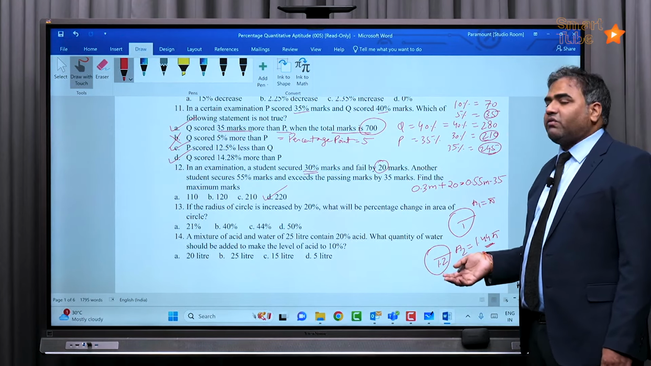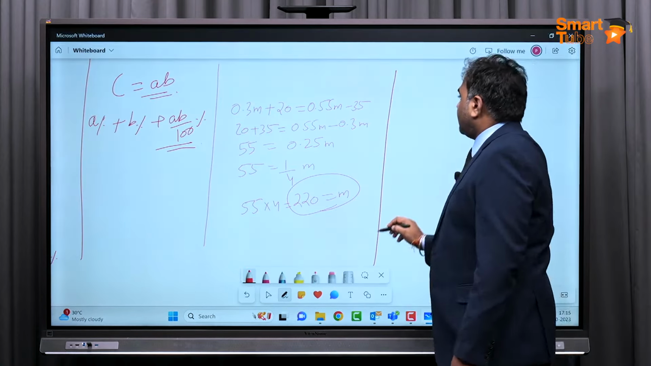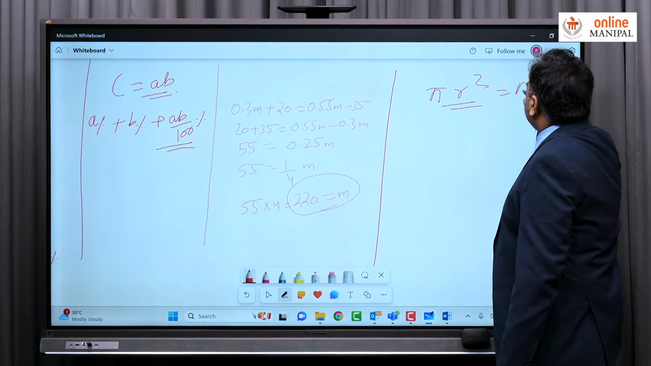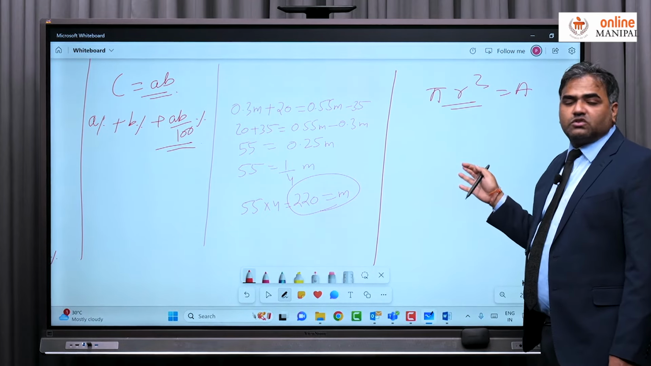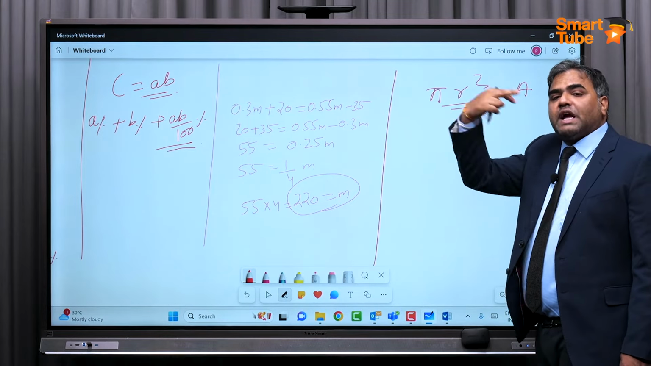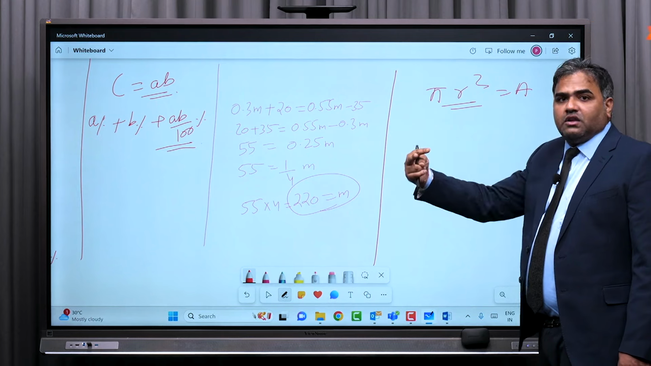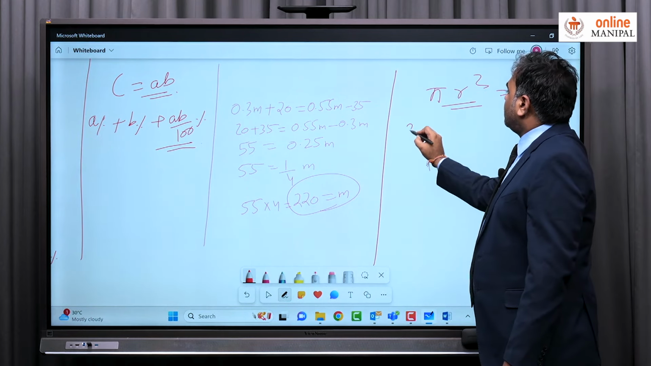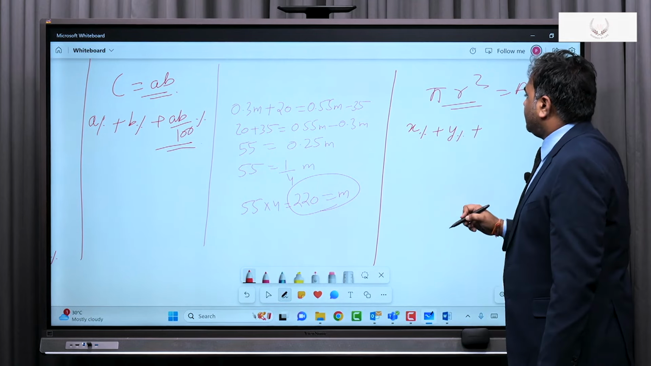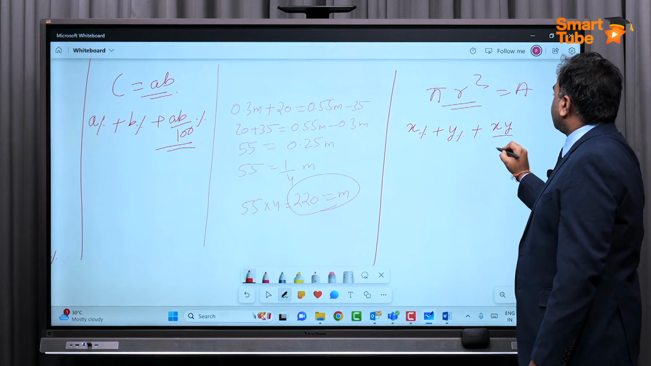You can do it that way, or the other way of doing this question would be what? I'll just show you. You know the formula of the area of the circle as pi r square. So here pi is constant, and r will change two times because the formula is r square, r again r. Yesterday I told you that if C is equal to A into B, then what is the net percentage change? Same logic. I'm just telling you the shortcut way of doing this.